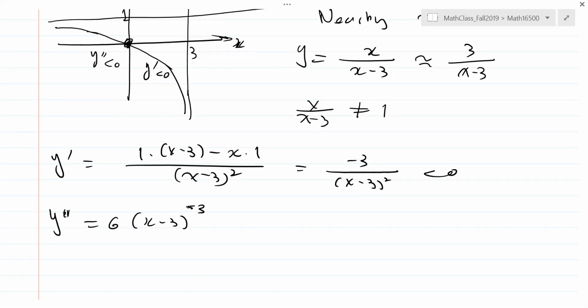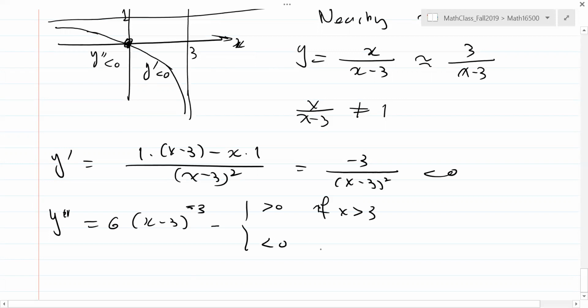If x is greater than 3, it's positive. If x is less than 3, it's negative. So when x is less than 3, concave down. When x is greater than 3, concave up. Okay. Concave up. Concave down.